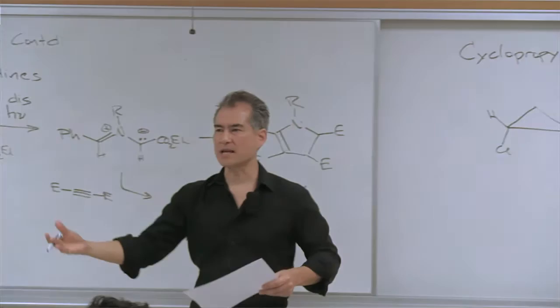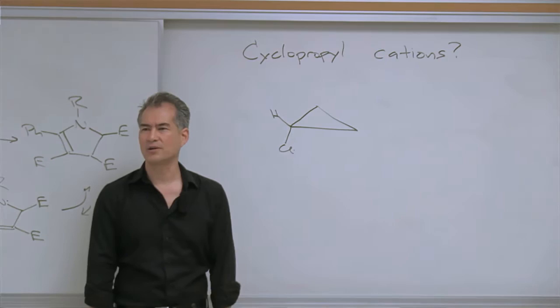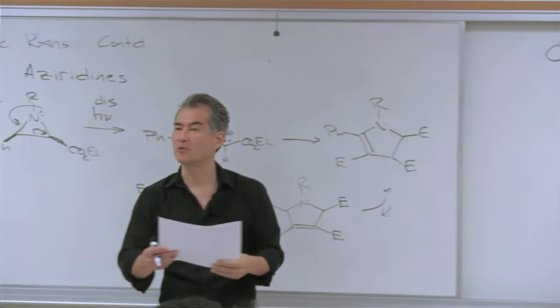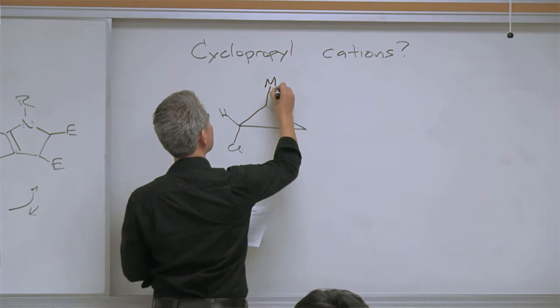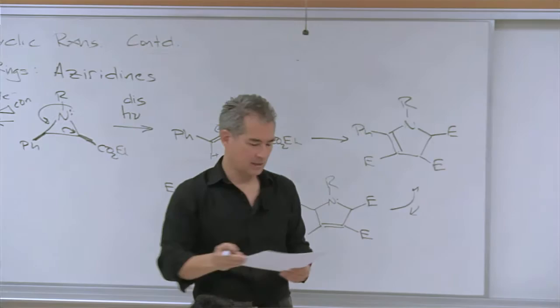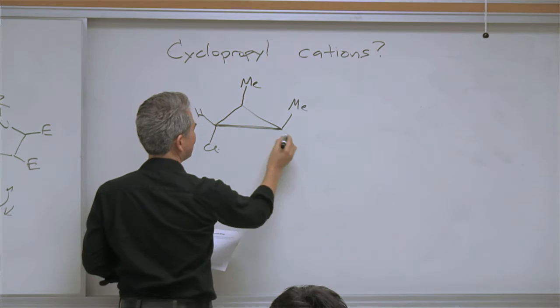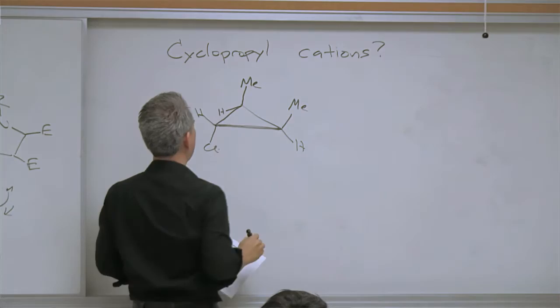This is not the kind of cyclopropane cation structure you're used to. You're used to carbocations next to cyclopropane rings, not inside of cyclopropane rings. So if you heat this enough, let me add some substituents. I'm going to add two substituents on the top face so that we can keep track of disrotatory and conrotatory stuff. So I'll put two methyl groups on the top face. And then let me try to make this look kind of three-dimensional there. And then we'll put some H's on the bottom face of this cyclopropane ring.